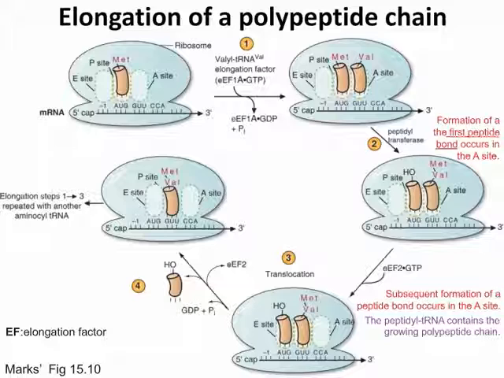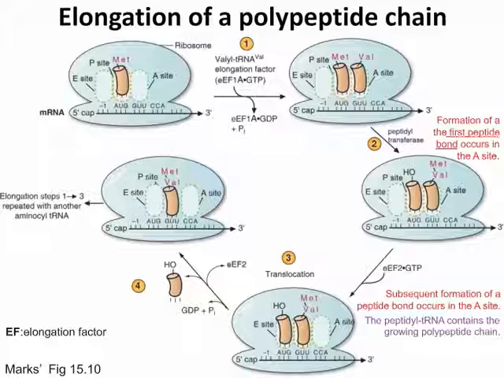So pay attention to this. This is going to be a test question. Where does the formation of the first peptide bond occur? So if you look at the picture, you can see that the peptide bond forms in the A site. Okay? So in step 3, everything's going to translocate.